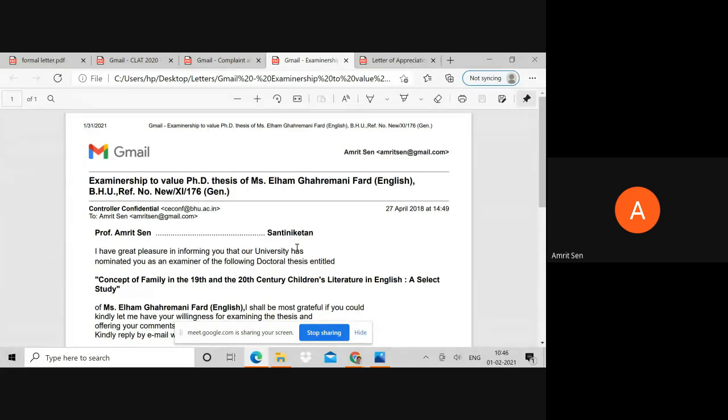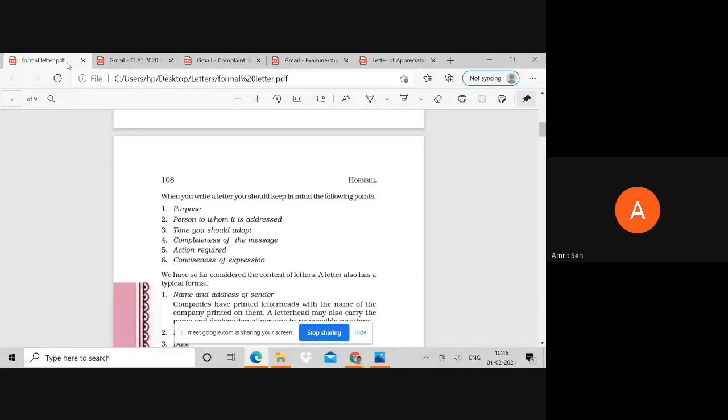You are politely reminded to revert back to us with the report immediately. So this is a letter of reminder that you can also have, right? Now, what happens when you respond to a job offer? Let us take three letters about jobs, because these are letters which you will have to write sometime later on. So the first letter would be for applying for a particular job, right?